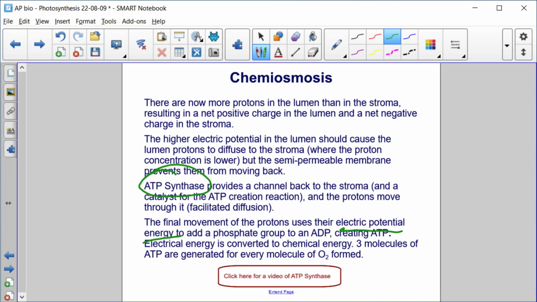Electrical energy from the protons moving from high electric potential to low electric potential is converted to chemical energy stored in the bonds between the two neighboring phosphate groups. 3 molecules are generated for every molecule of oxygen formed. And this process of converting electrical energy to chemical energy is known as chemiosmosis.